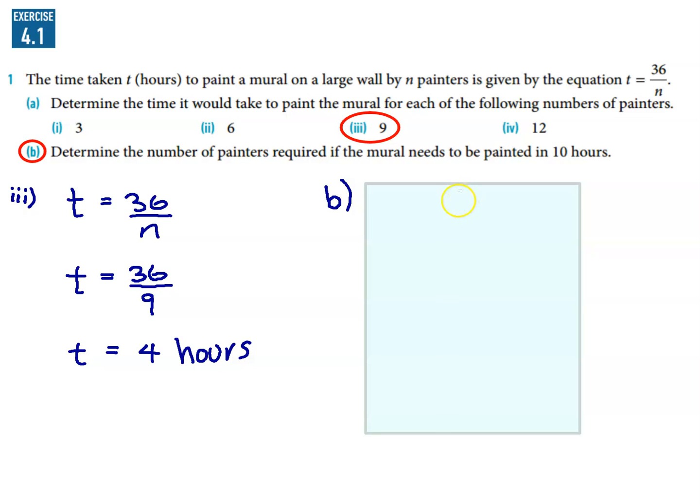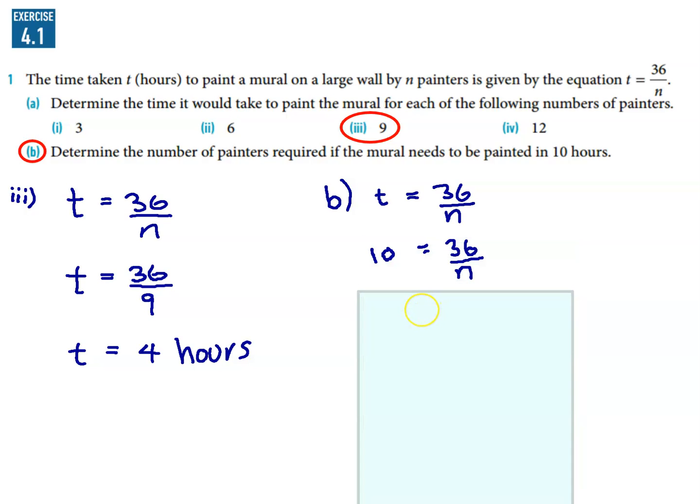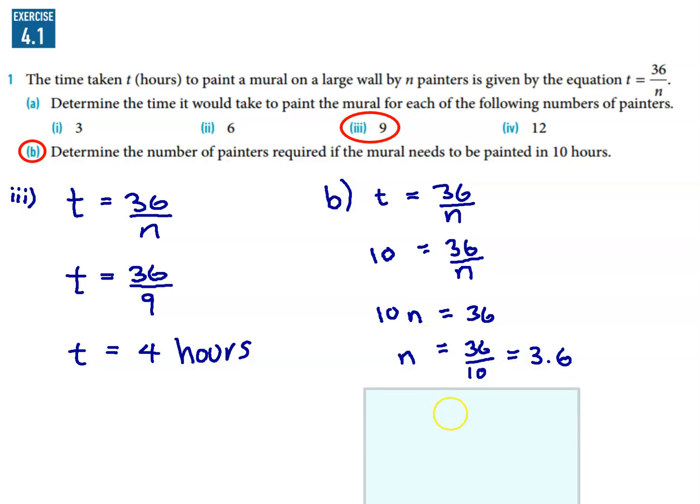There's a couple of ways you could do this, but what I'll do is start with the same formula. Substitute 10 for t, because that's the time that we have. I've got to solve that equation for n, so I can multiply both sides by n and divide both sides by 10. But that's not the answer.